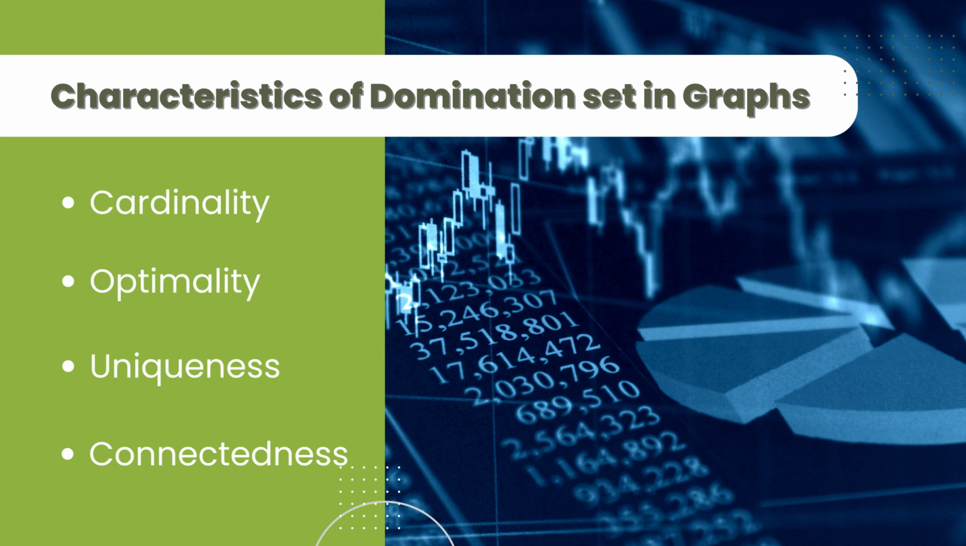Next, there are characteristics of a dominating set in graph. One, cardinality: the smaller the domination number, the fewer vertices are required to dominate the entire graph. Two, optimality: a dominating set is said to be optimal if it has minimum cardinality, meaning that there is no other dominating set that is smaller in size. Three, uniqueness: for some graphs, the minimum dominating set can be unique, while for other graphs there can be more than one. Four, connected: every pair of vertices in the dominating set must be connected via a path within the dominating set itself.